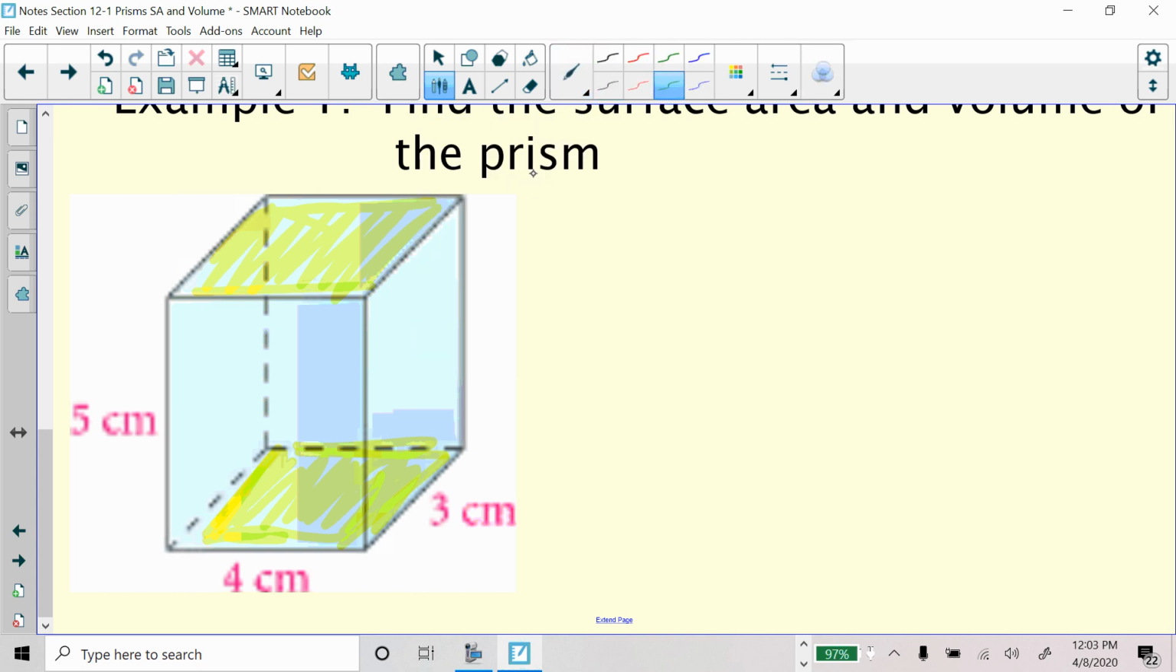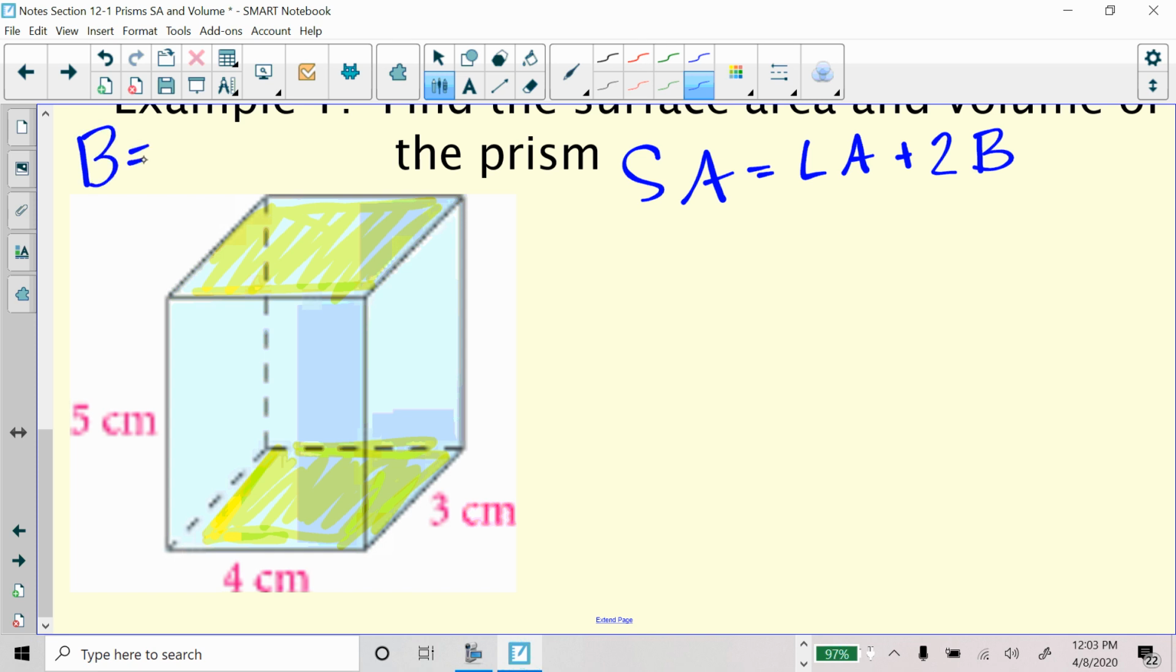All right, so let's talk about finding that surface area, and surface area is equal to lateral area plus 2 times the area of the base shape. So over here, I'm going to find the area of the base shape, and that's going to be, remember, base times height for a rectangle, which is 4 times 3, so that's 12. And I'm just going to put that over there because we're going to need that.